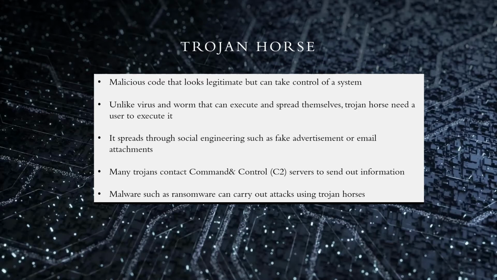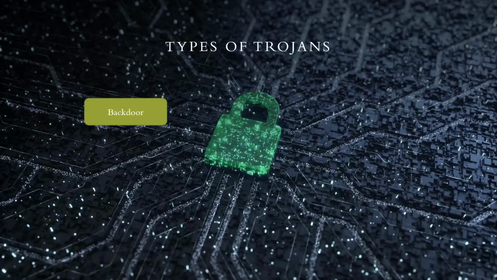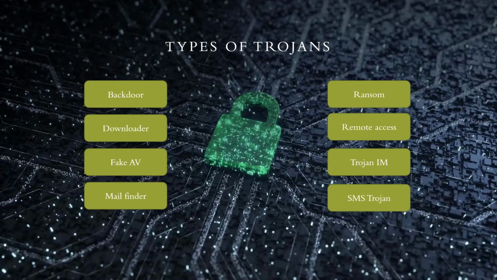Many Trojans tend to contact command and control, C2, servers across the internet to send out the system's information. Ransomware attacks are often carried out using Trojan horses. Some common types of Trojans are provided here. Backdoor Trojan can create a backdoor on computers to let attackers access the computers and control them. With a backdoor Trojan, data can be downloaded by a third party, or even more malware can be uploaded to the system.